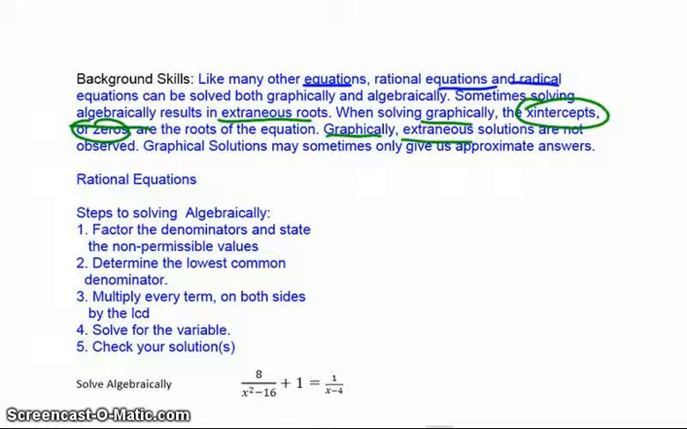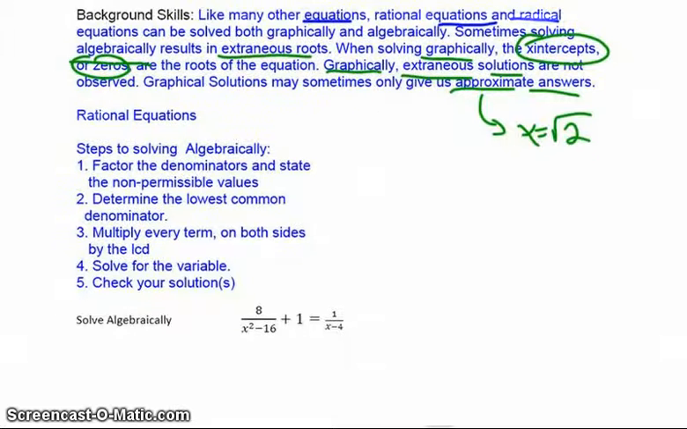Graphically, the extraneous roots, when you look at them graphically, they don't show up. You won't see them because they're extraneous, and what you see is what you get when you graph it, right? Graphical solutions may sometimes give us approximate answers. And what that is saying is that if the answer to a question is x equals root 2, it's not possible for a calculator to come up with that exact value. Your calculator is going to give you 1.4 or something rather. So that's the limitation of a calculator, that it can't give you exact answers.